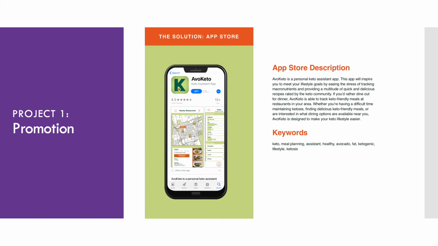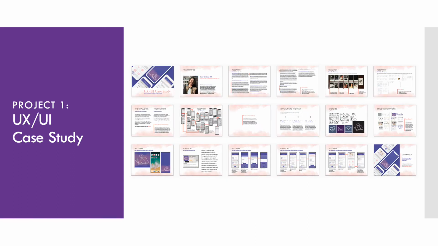Students write content for the product page in the App Store, which includes an App Store description, coming up with the subtitle for the app, and picking keywords. This example is called Avoketo. It's an app to help users more easily live a keto lifestyle. And then the project culminates with a UX UI case study that articulates their process from problem finding in the beginning to prototype testing in the end.